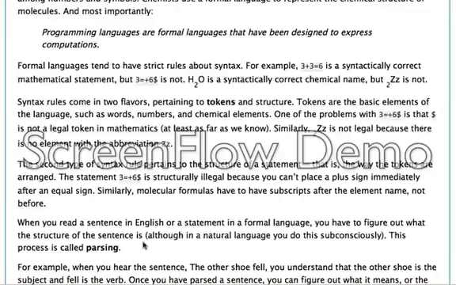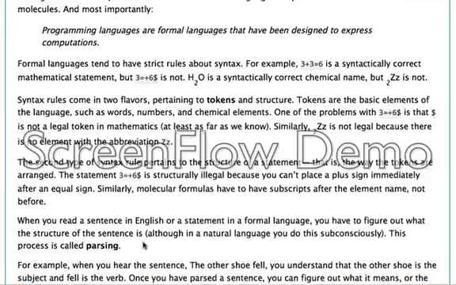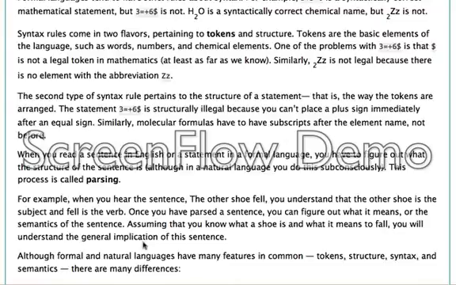When you read a sentence in English or a statement in a formal language, you have to figure out what the structure of the sentence is, although in a natural language you do this subconsciously. This process is called parsing. For example, when you hear the sentence, "The other shoe fell," you understand that the other shoe is the subject and fell is the verb. Once you have parsed a sentence, you can figure out what it means, or the semantics of the sentence.